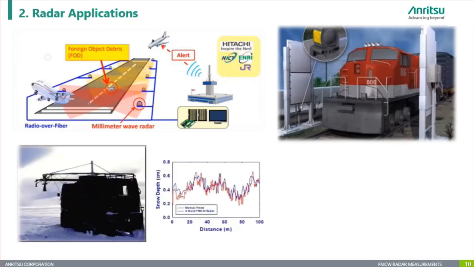The third is ice and snow monitoring in mountain regions, where FMCW radar is proving effective for measuring the thickness and analyzing the snow stratigraphy, and for the estimation of snow water equivalent, SWE.